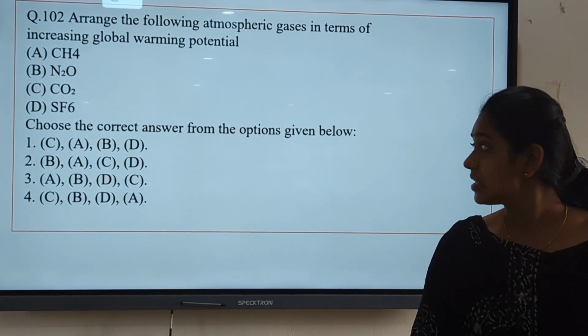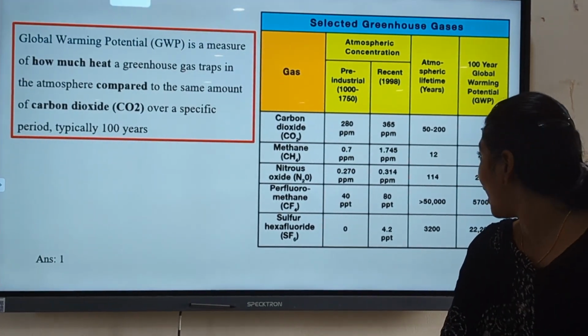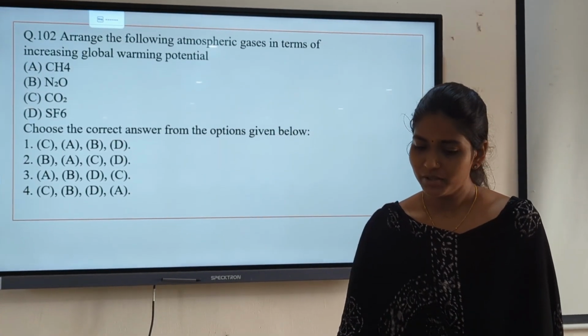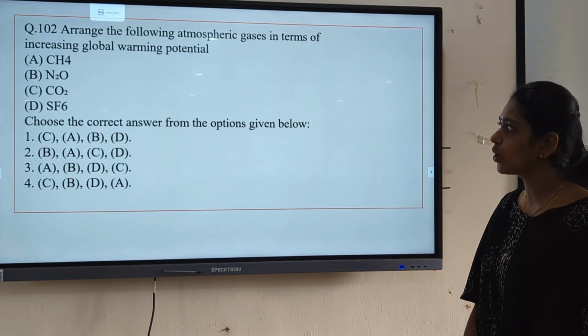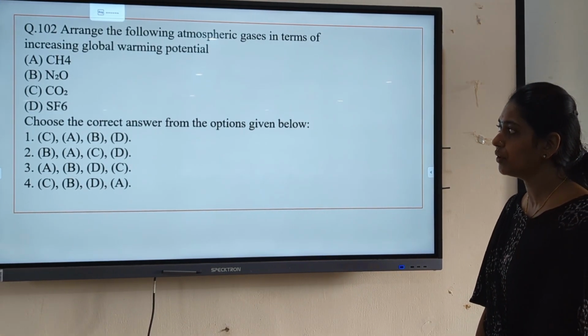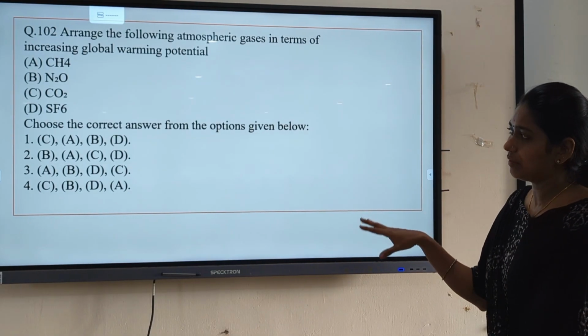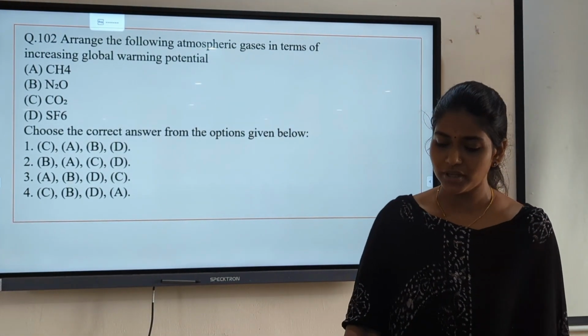So from the options here, we know that carbon dioxide is the lowest, and the highest is for perfluoromethane from the options. From this table, it is well known that carbon dioxide has the lowest global warming potential and the highest is for SF6. So the correct option is 1, which means the lowest is for carbon dioxide and the highest is for SF6. The correct option is 1.